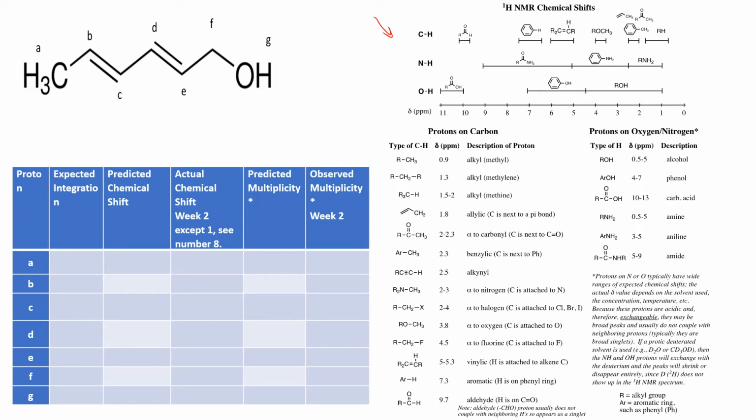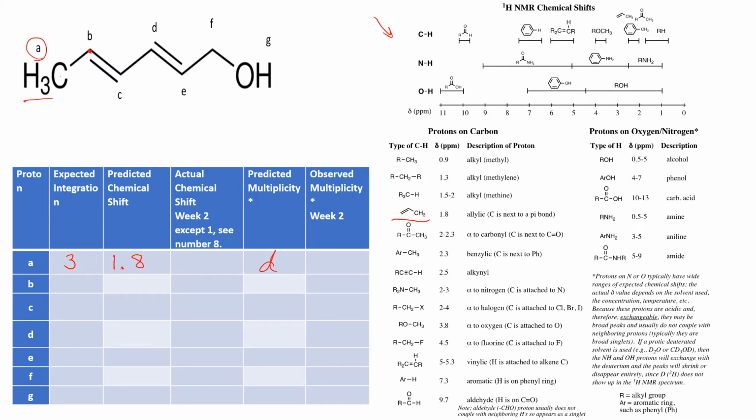Okay, so let's look at A first. A is the methyl. What integration should I expect for that? Well, there's 3 hydrogens and they're all equivalent, so it should be 3. Predicted chemical shift. Let's look at this. These hydrogens are on a carbon that's next door to a double bond. So that's allylic. So it's this one right here. So we should expect to see that at around 1.8. What is the multiplicity that we're expecting to see? These 3 hydrogens are on a carbon that's next door to a carbon with 1 hydrogen. So we should see a doublet.